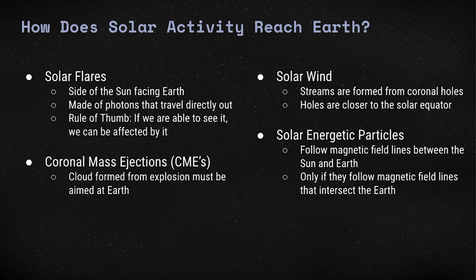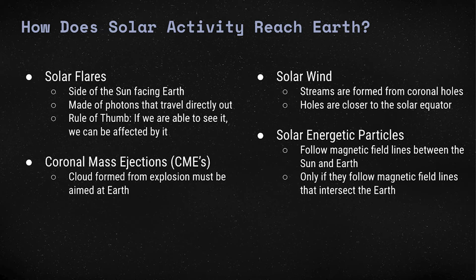For coronal mass ejections, otherwise known as CMEs, to reach the Earth, the cloud formed from the explosion must be aimed at the Earth. For solar wind streams, these streams are formed from coronal holes, so if the holes that they occur at are closer to the solar equator, that means the wind stream itself will actually reach the Earth.